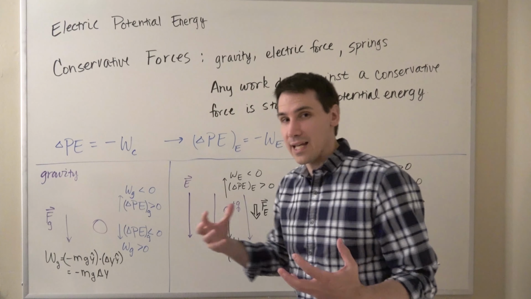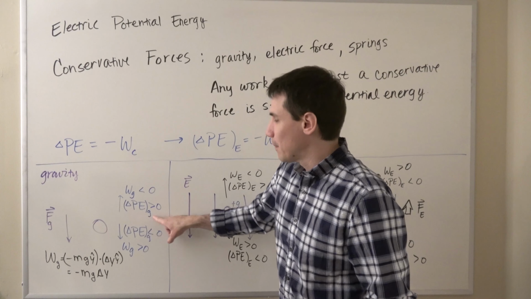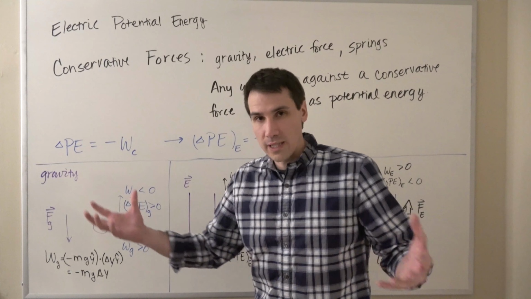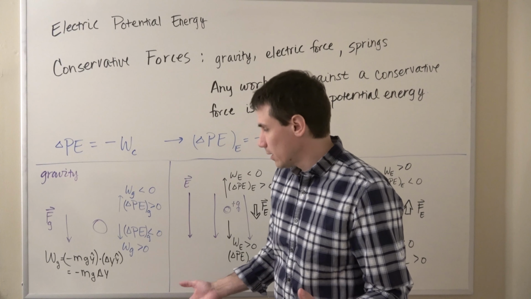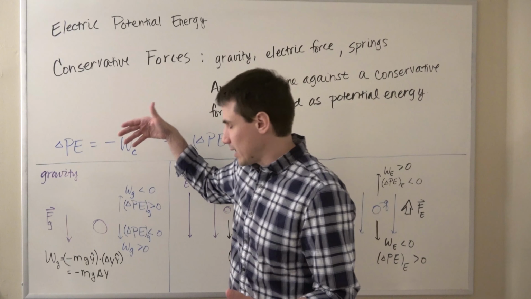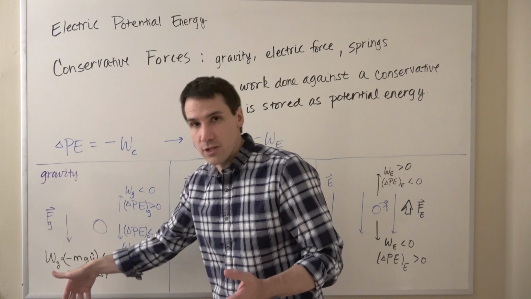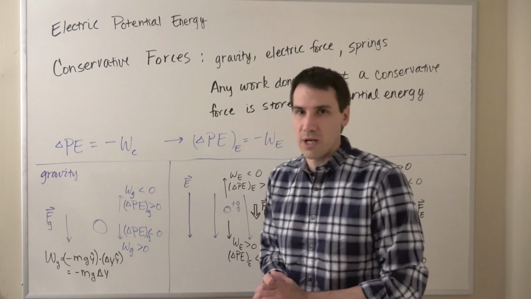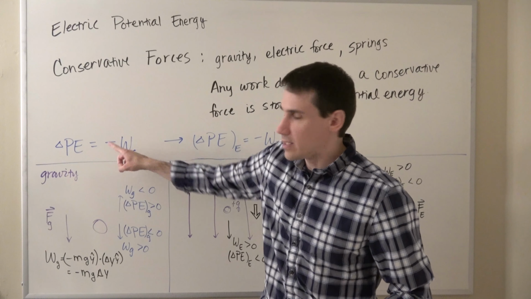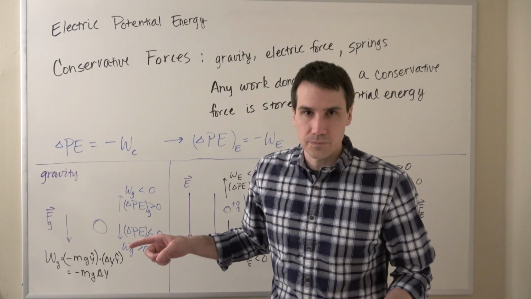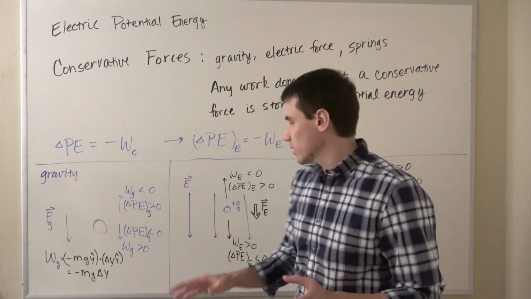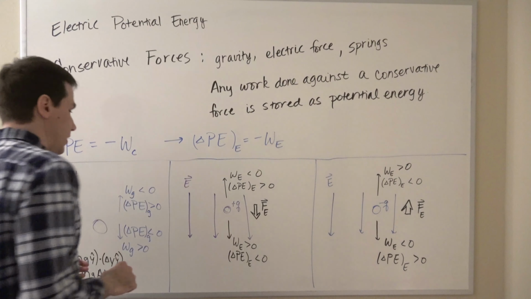It's doing negative work, which means it's storing positive potential energy. Likewise, if I release the ball and allow it to fall, gravity is going to be doing positive work because it is applying a force in the direction of motion. That gives us positive work, but I lose potential energy due to this minus sign. All right, so now let's apply the exact same logic to our electric field case.